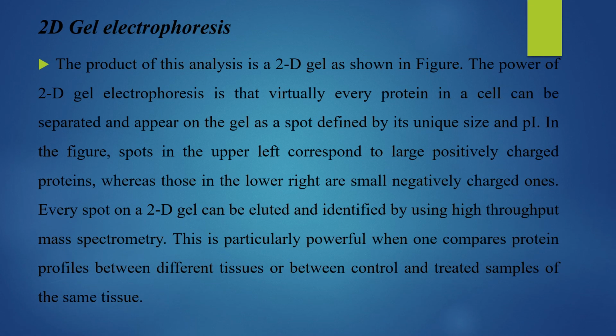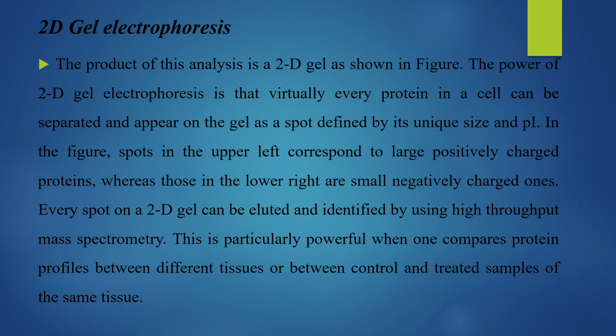Now the product of this analysis is a 2D gel as shown in the figure. The power of the 2D gel electrophoresis is that virtually every protein in a cell can be separated and appear on the gel as a spot defined by its unique size and pI. In the figure, spots in the upper left correspond to large positively charged proteins, whereas those in the lower right are small negatively charged ones. So upper left and then lower right.